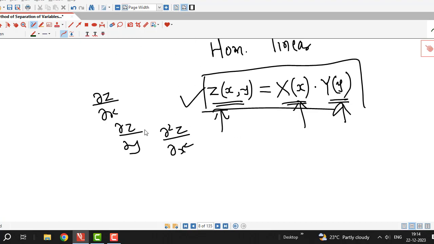So this is a very easy method, and they generally ask one question on the method of separation of variables every time in the GTU exam. So we will be discussing this type of problems in upcoming lectures.